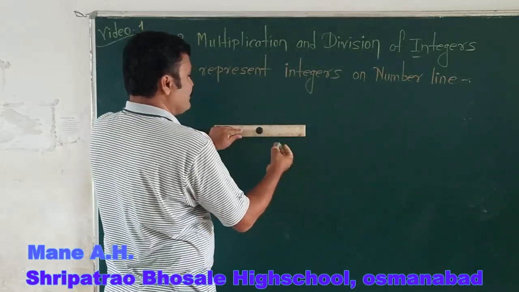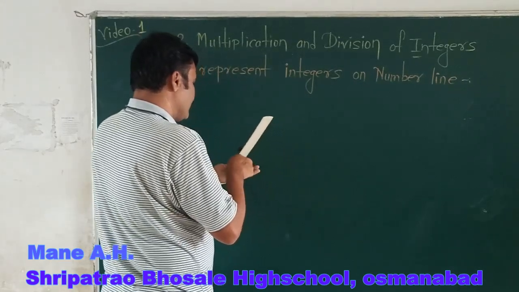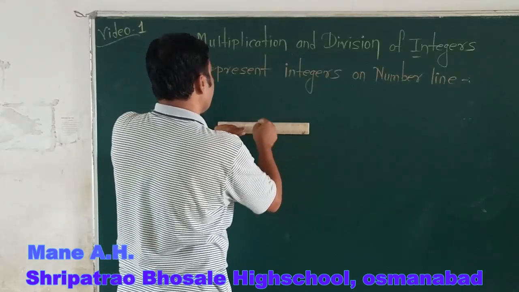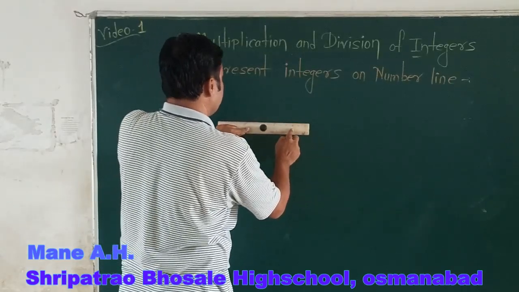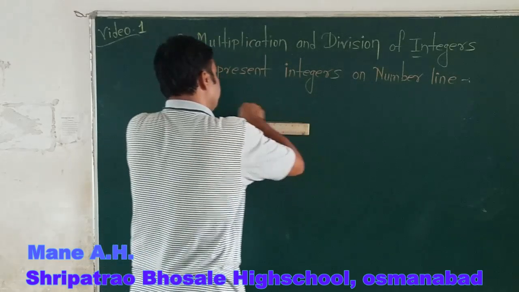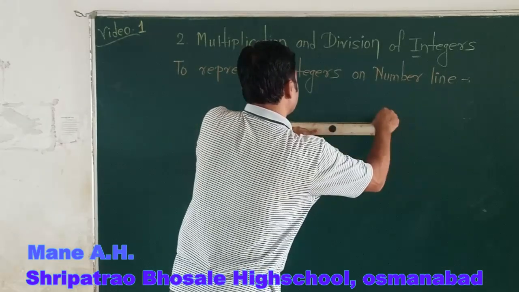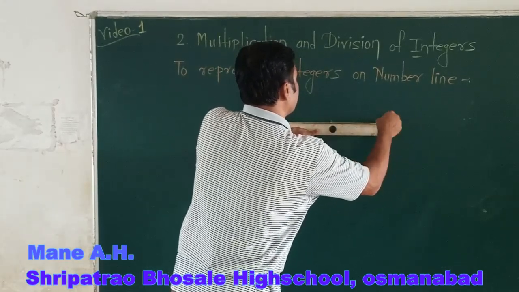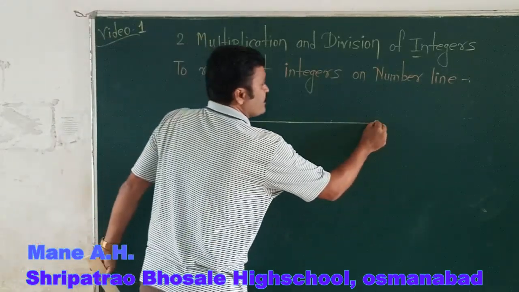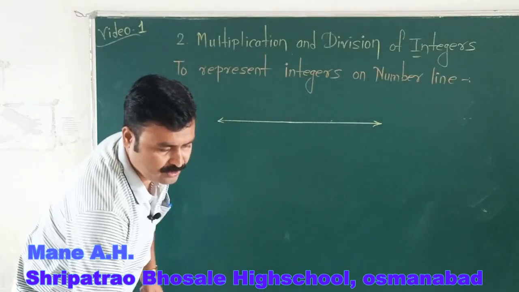Now here I am taking this scale in front of you, and by using this scale on this green board, I am drawing a figure of a line. Now this is the number line. So according to the concept of a line, I am showing an arrow sign at both ends.